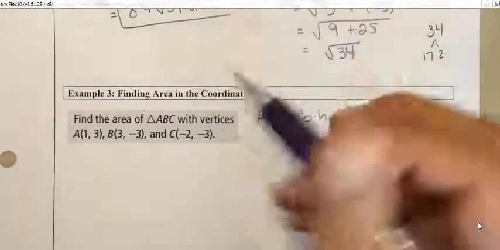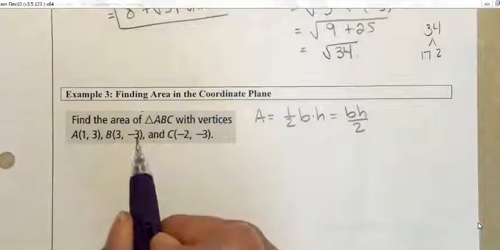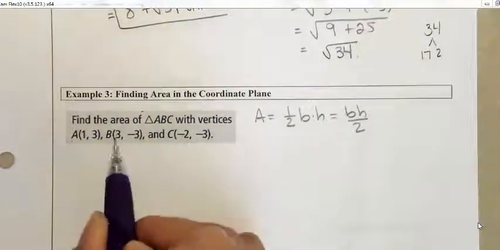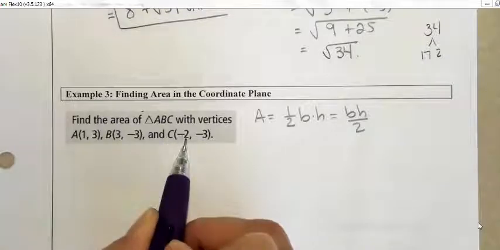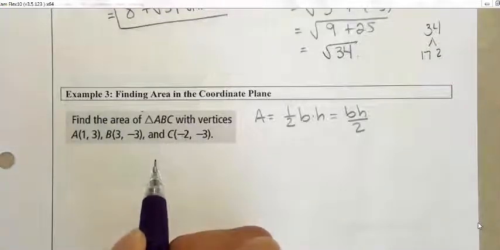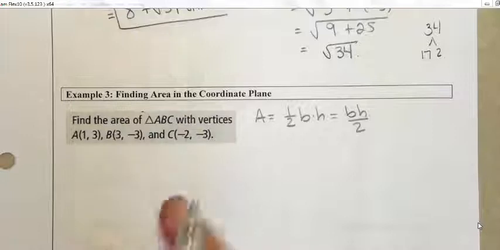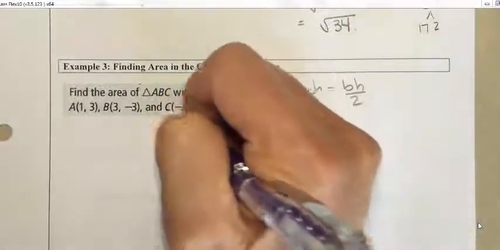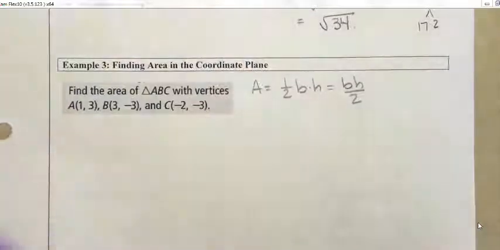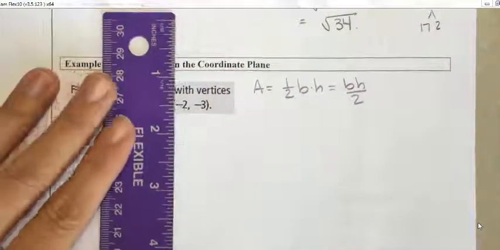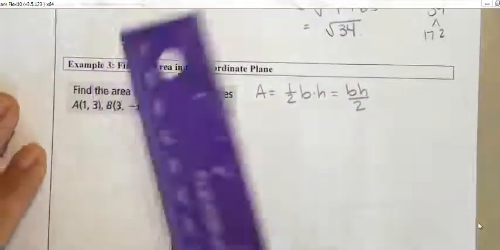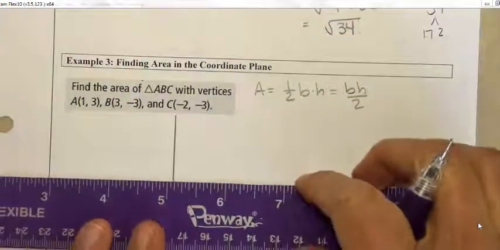Let's see here. When I look at this, I notice that I have two y values that are the same, which means that BC is going to be a horizontal line. Other than that, I don't see anything else that's the same. So this one's a little perplexing for me, so I'm going to go ahead and graph this out. I think we're probably going to have to draw in our own height. You can use graph paper if you want, or just in our notes, we'll try and be really nice and neat about it.